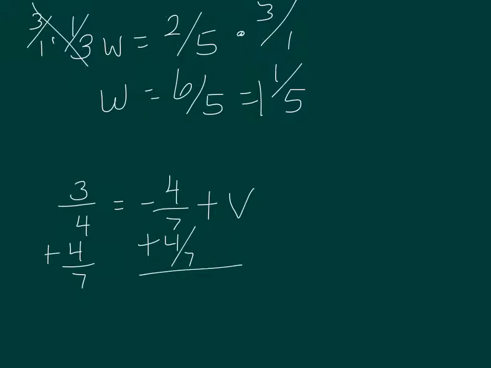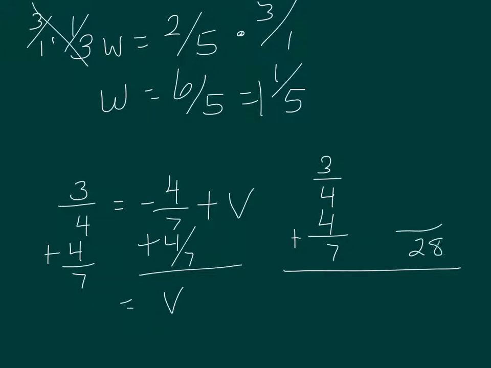Okay, so we know we're going to be left with just v. But what is 3/4 plus 4/7? Well, we have to find a common denominator. Well, what denominator can we use for both 4 and 7? 28 is the lowest one we can do. So 4 goes into 28 7 times. 7 times 3 is 21. 7 goes into 28 4 times. 4 times 4 is 16.